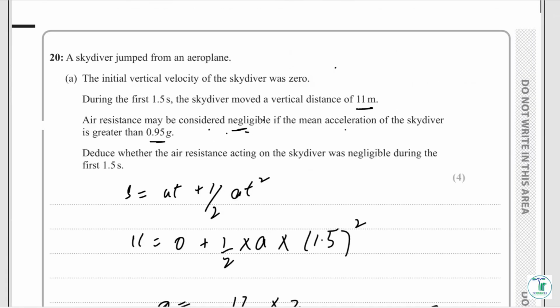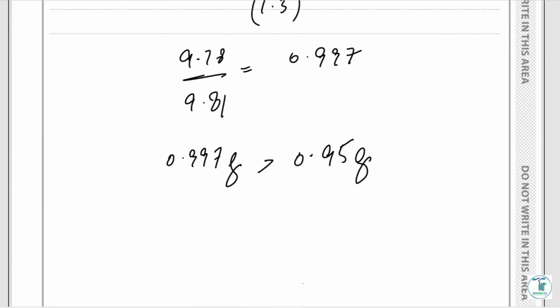If it is greater than 0.95 g, what does that mean? That air resistance can be considered negligible. So they're right in their assumption.